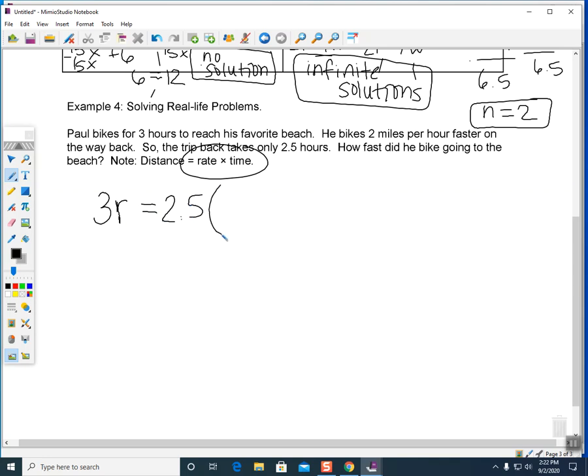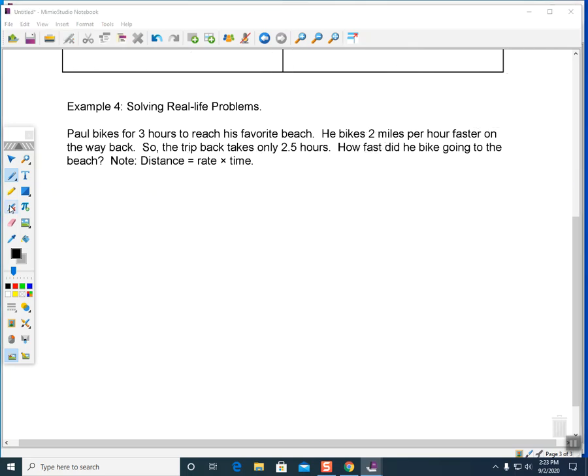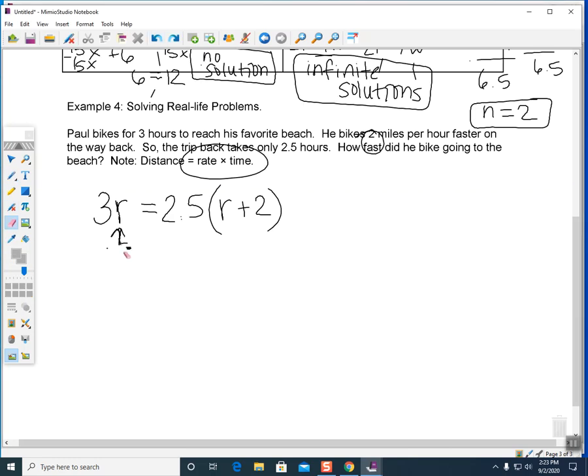Now I have to write my speed in terms of this speed that I have right here. So it's going to be r. And I went 2 miles per hour faster on my way back. So I went this speed, my original speed, plus 2 more miles per hour. So r plus 2. Whoops, I got rid of everything. Let's go back. Okay, I just wanted to get rid of this. Okay.